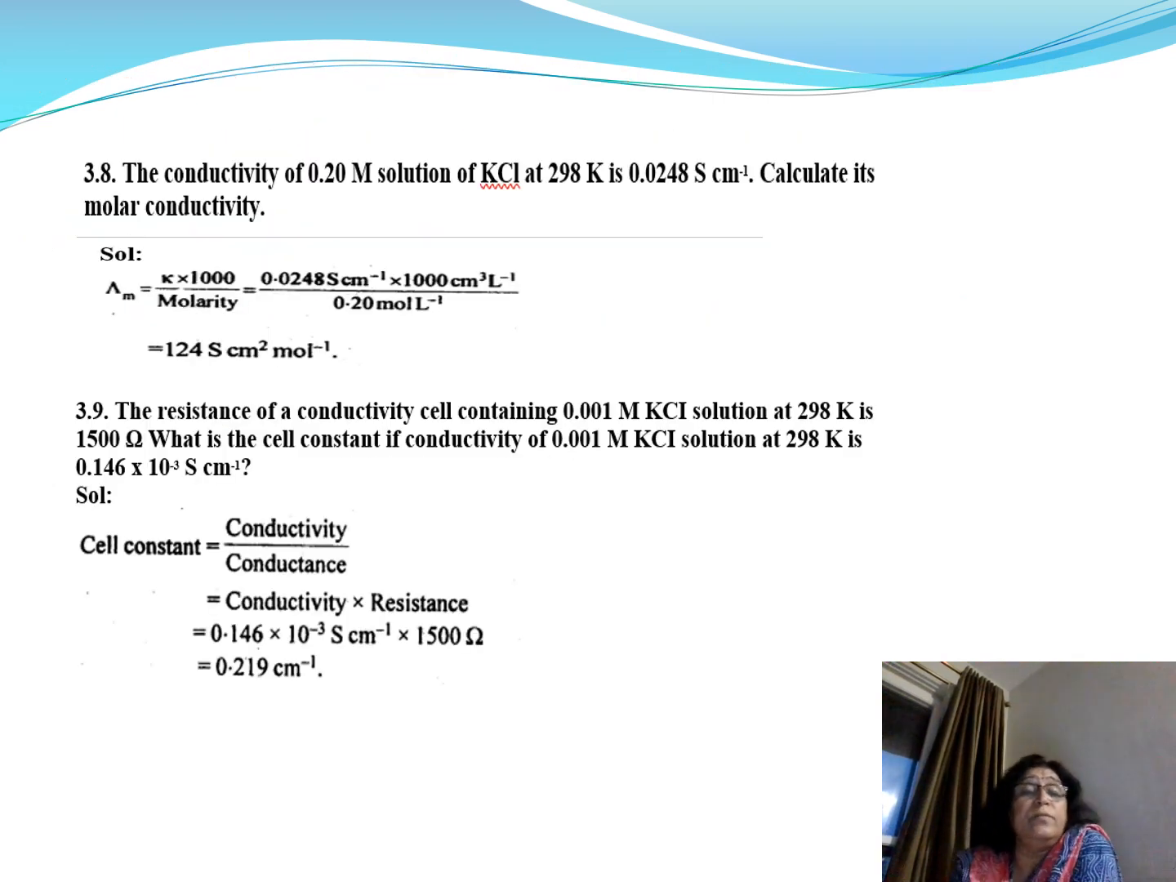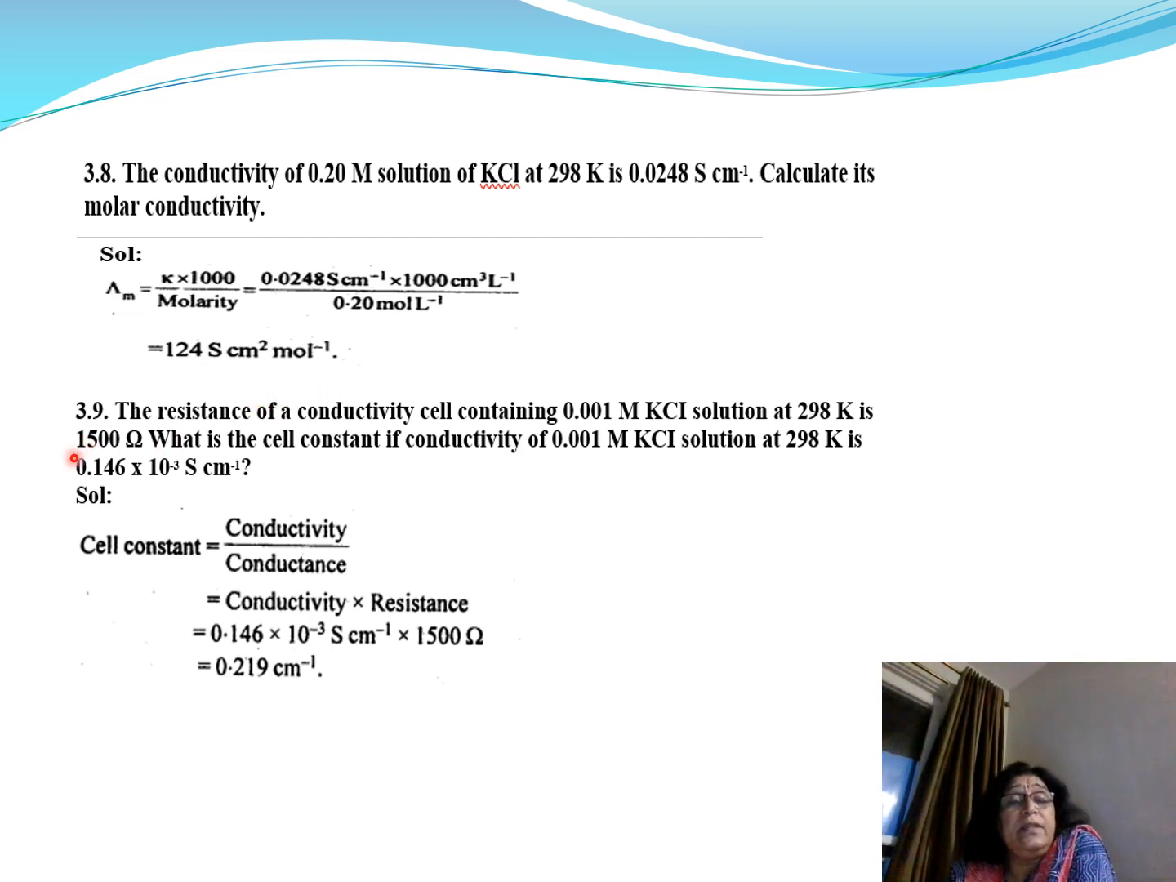Okay, let us solve some more numericals. The conductivity of 0.2 M KCl at 298 Kelvin is 0.0248 Siemens per centimeter. Calculate its molar conductivity. So what is given here? Concentration of the solution is given and K is given. Okay, so you have to find out molar conductivity. Very simple. The formula is molar conductivity is equal to K into 1000 upon C. So 0.0248 into 1000 upon C, 0.2. So that comes out to be 124. Unit for molar conductivity is Siemens centimeter square per mole.